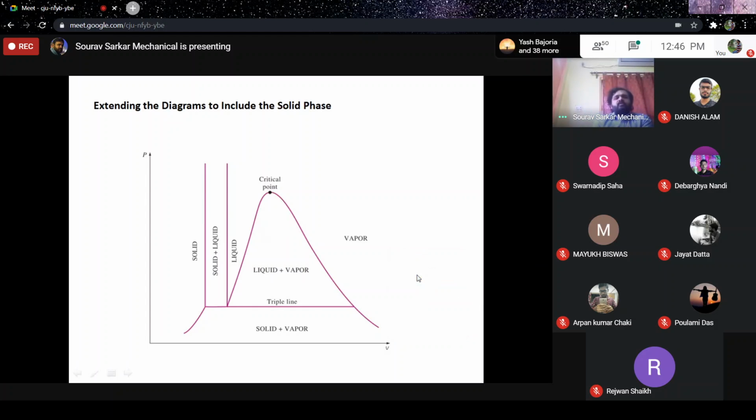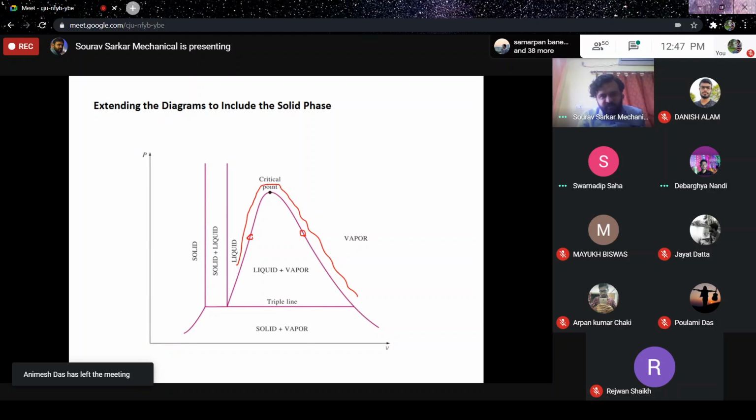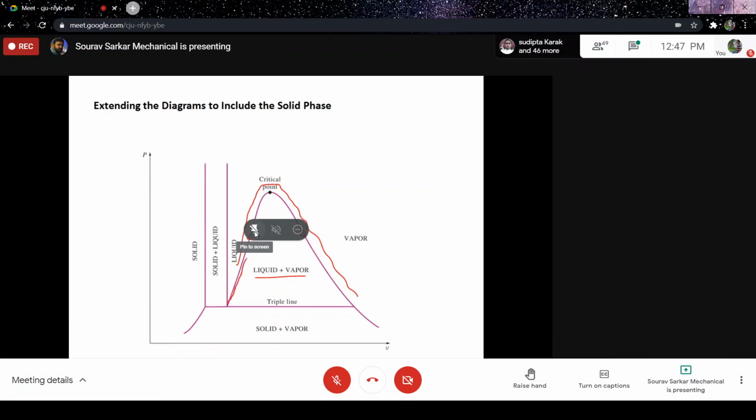So now we are already aware of this part of the curve. We have discussed it in the last class. This is the saturation dome. Now just tell me, on this line, what is the state of the water? On this line, saturated vapor, and on this line, saturated liquid state. Very good. And in between it is a liquid plus water vapor mixture. So this part is known to us.